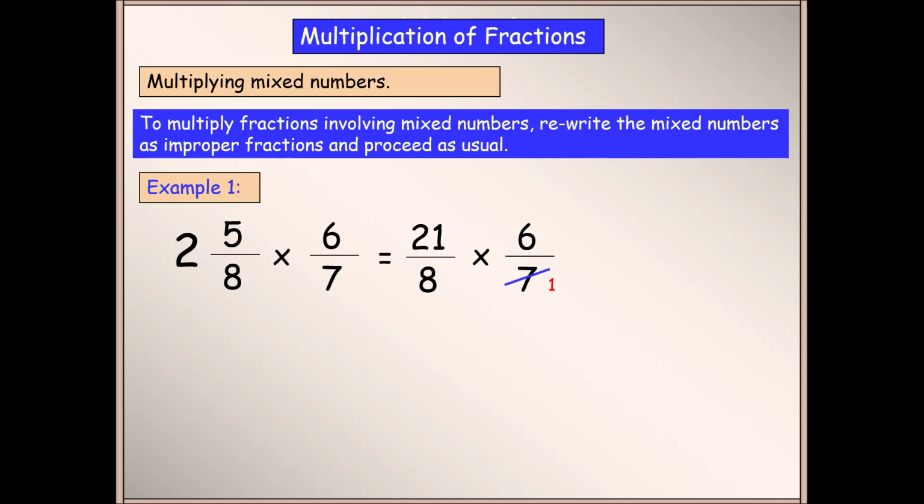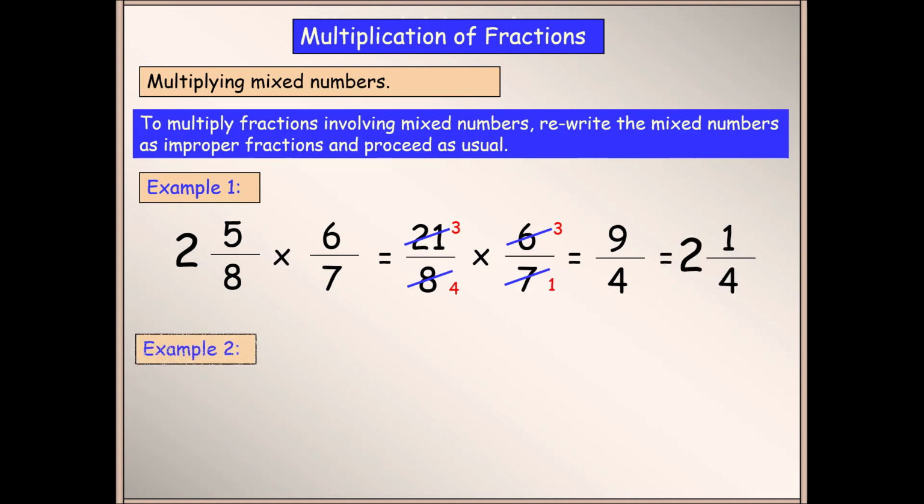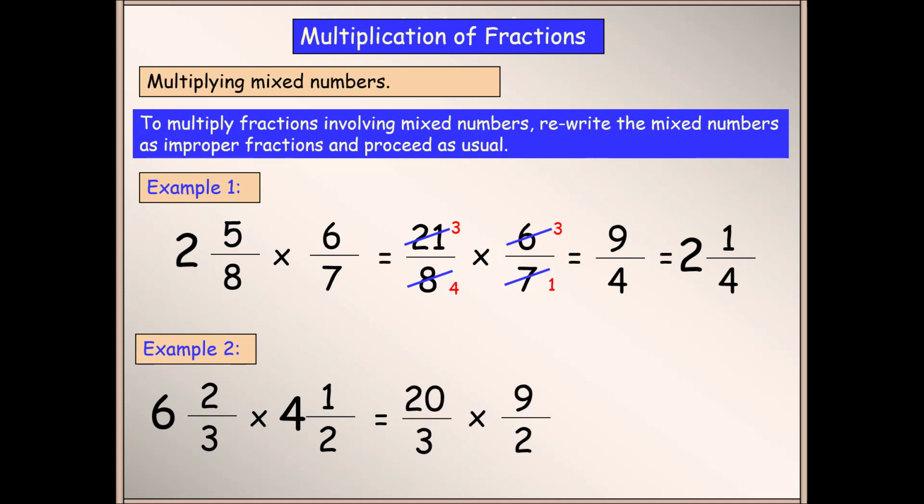So 7 goes into itself once and into 21 3 times. 2 goes into 6 3 times and into 8 4 times. So it's super easy. It's 9/4, which is 2 1/4. Example 2. First change the mixed numbers to improper fractions and then try to simplify. 2 goes into itself once and into 20 10 times. 3 goes into itself once and into 9 3 times. Now we can just say it's 30 over 1, which is just 30.